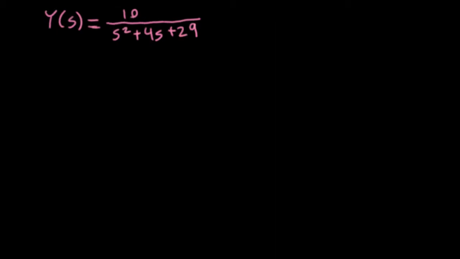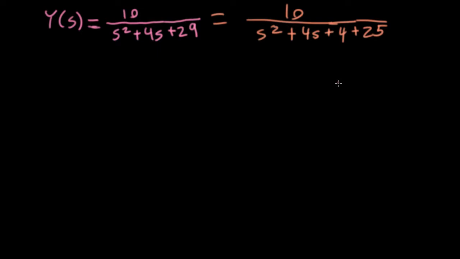So earlier I told you that I would show you another way of inverting the Laplace transform. Here I'm going to rewrite it. Let's rewrite it as 10 over s squared plus 4s. And now I'm going to write 29 in a strange way. I'm going to write it as 4 plus 25. And the reason I'm doing that is because now I can take this and rewrite it as (s plus 2) squared, because if I multiply all this out, that gives me these terms here, plus 25.